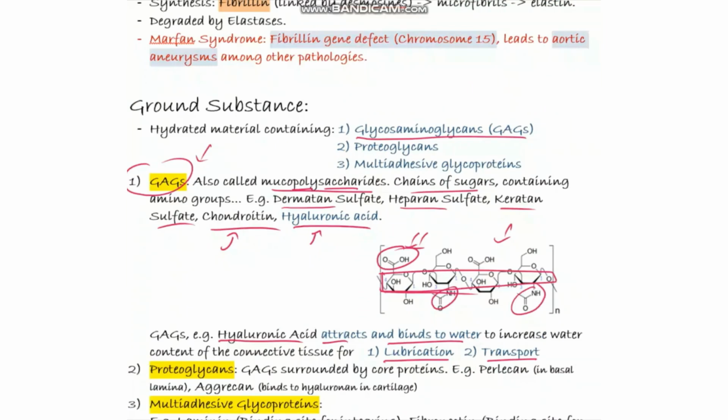All right. So proteoglycans are just GAGs that are surrounded by core proteins. For example, proteoglycan we mentioned in the first chapter when we were studying the basement membrane. Proteoglycan is present in the basement membrane, and what it does is that it determines the porosity of the basement membrane.